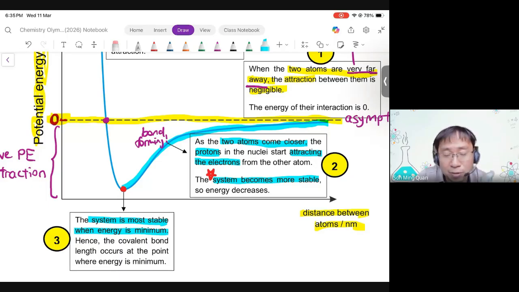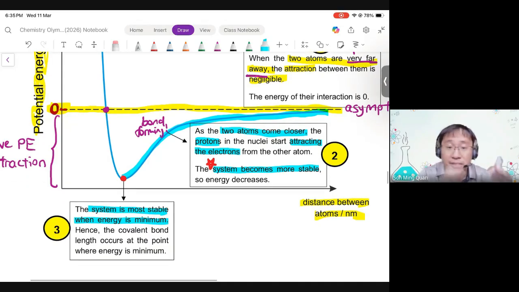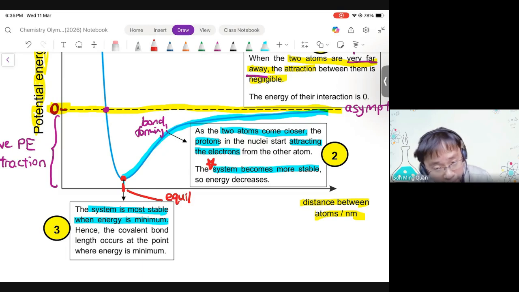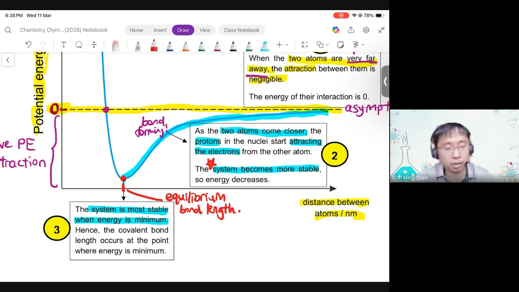Personally, I have done this before. I know the equation, so I can differentiate the equation to work out theoretically where the minimum point is. By working out theoretically where the minimum point is and the coordinates of the minimum point using differentiation, I can work out the length of the covalent bond. So the system is more stable when the energy is at a minimum, meaning at this particular distance, this is the equilibrium bond length. That means this is the length of the covalent bond.